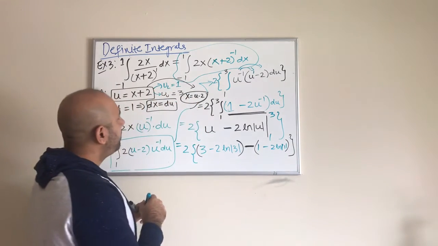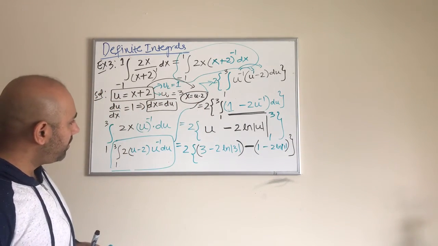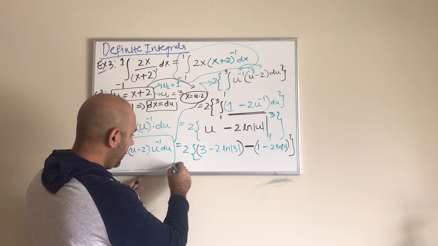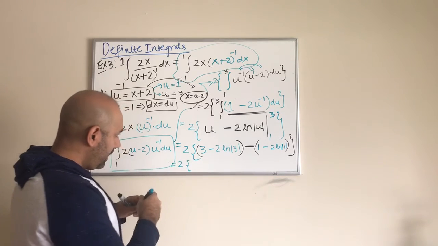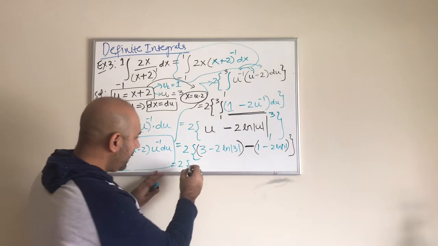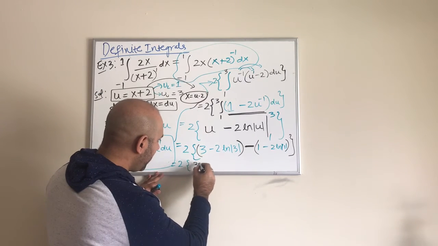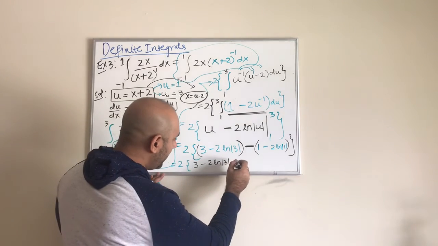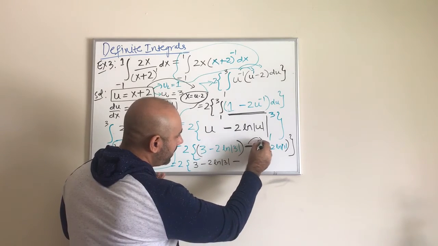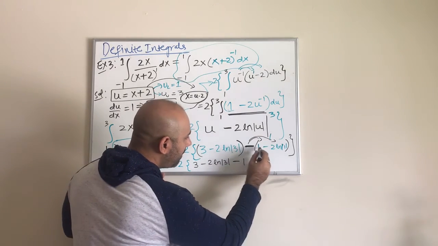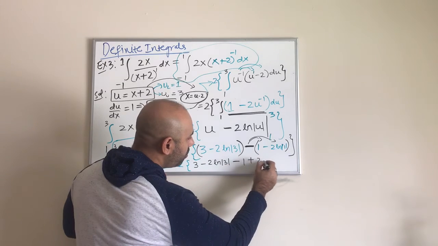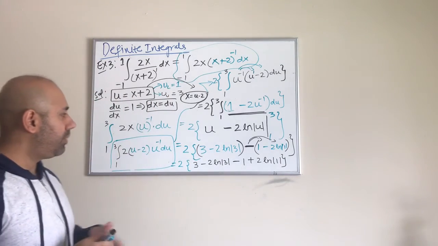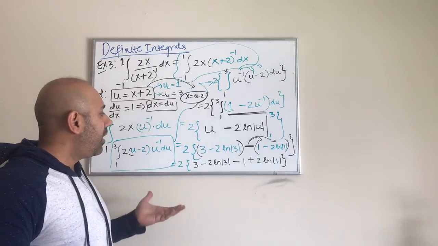Okay. Let us simplify this further. So we need some room for this. Probably we can do one more step here, and then I'm going to try to find some more room. Guys, the 2 stays outside, and then let us simplify this. I'm going to get rid of these brackets, so I'm going to write them as 3 minus 2 ln of 3, and then minus, I'm going to distribute that. So minus 1, minus times minus is plus 2 ln of 1. We just distributed the negative, and we just got rid of all the parentheses.